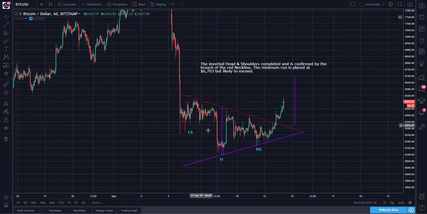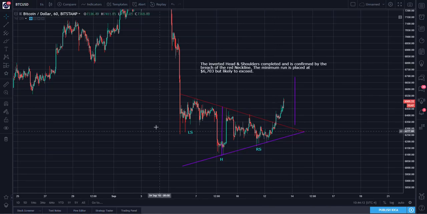I think this turned out pretty nicely. The left shoulder, the head, the right shoulder. The symmetry on the shoulders was not as good as it should be, but it passed. But at the same time, this generated a symmetrical triangle. And usually when a symmetrical triangle occurs, it's a point of indecision.